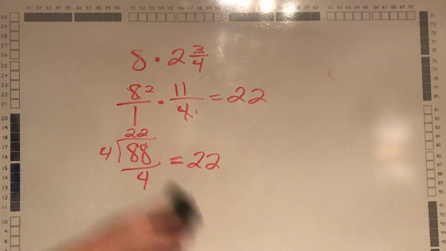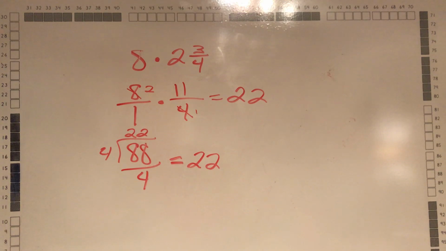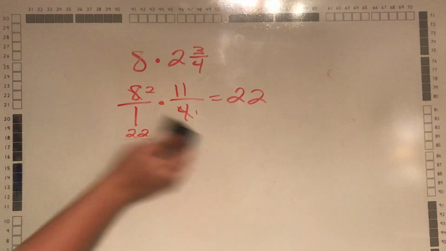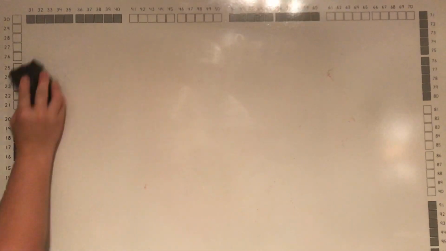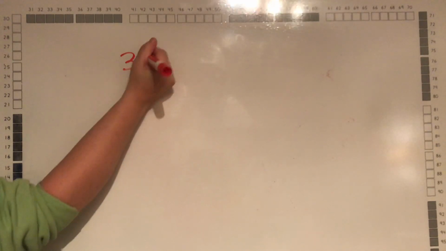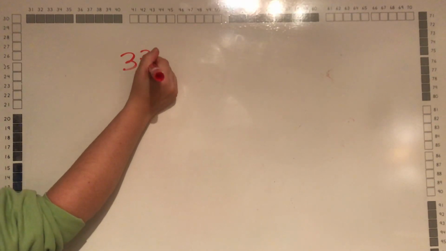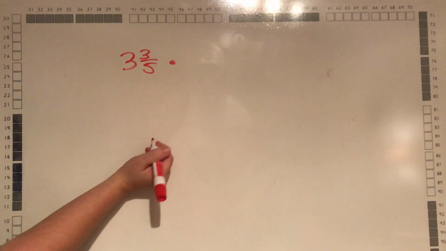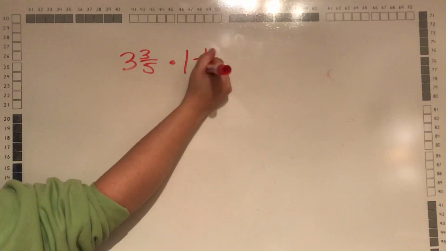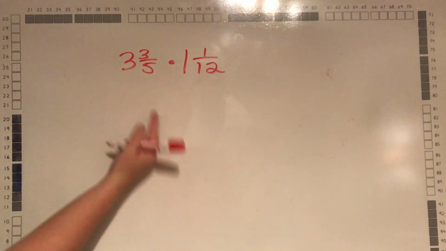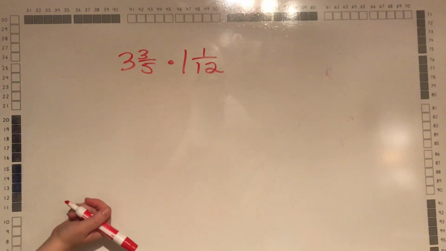Okay, so let's do one more problem with mixed numbers. So if we skip down to 2C, we have 3 and 3/5 times 1 and 1/12. We need to turn both of these mixed numbers into fractions.